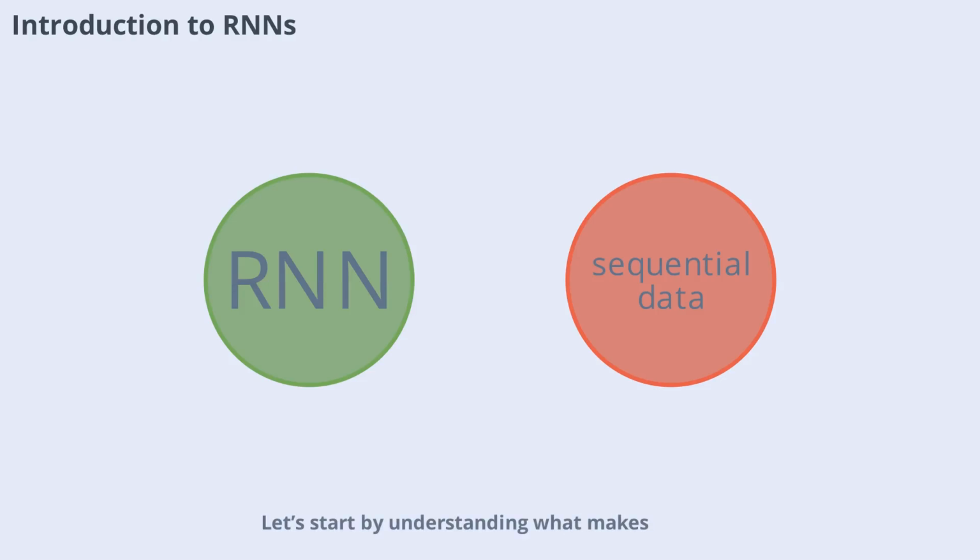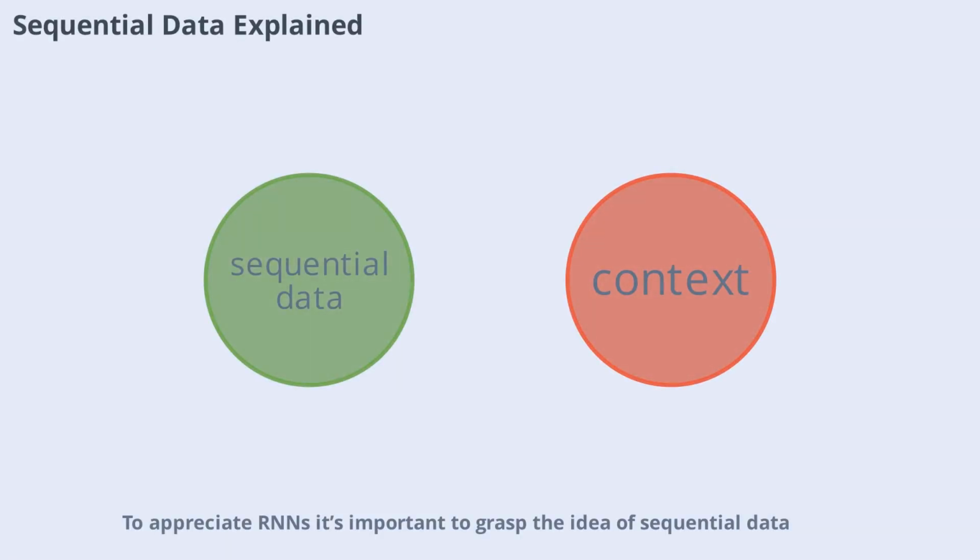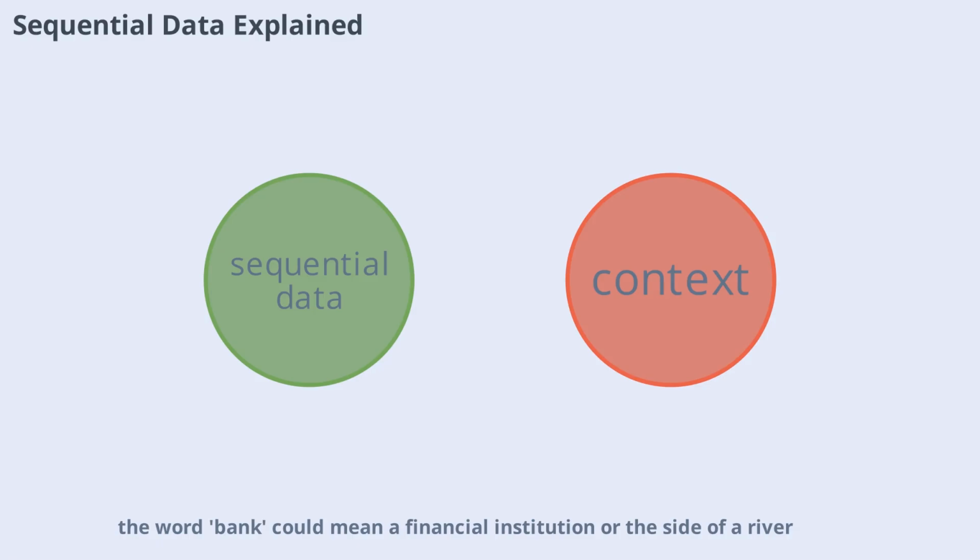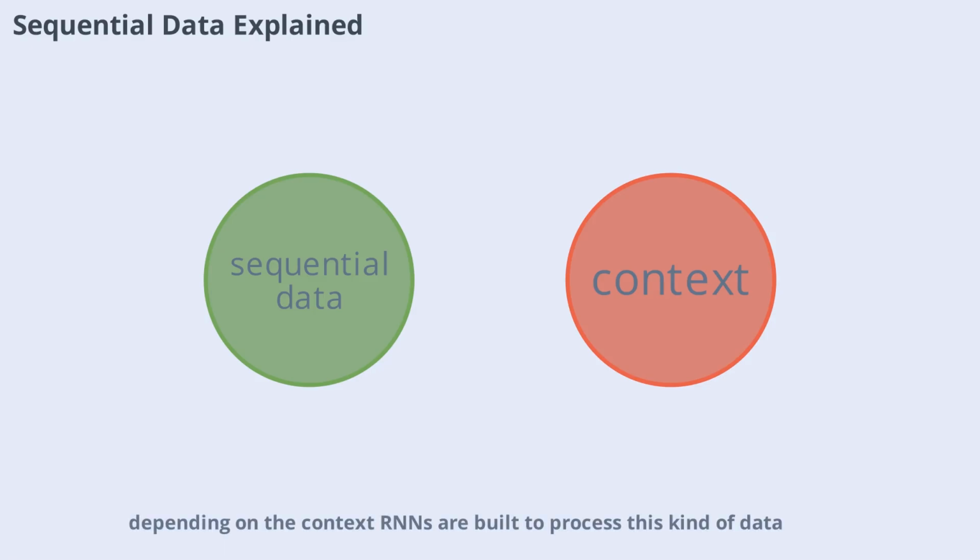Let's start by understanding what makes RNNs unique compared to other neural networks. To appreciate RNNs, it's important to grasp the idea of sequential data. In language, words and sentences follow a specific order, and meaning often depends on what came before. For example, the word bank could mean a financial institution or the side of a river, depending on the context. RNNs are built to process this kind of data where the sequence matters. They remember previous inputs, allowing them to make sense of language in a way that traditional neural networks can't. This ability to handle sequences is what sets RNNs apart and makes them so valuable in NLP.